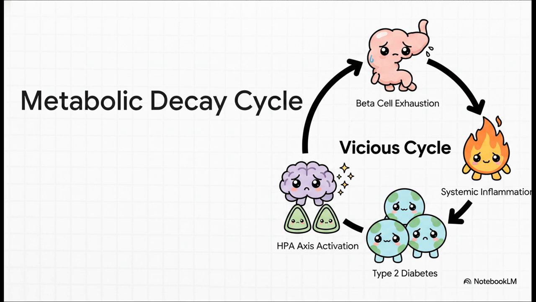And the pancreas just can't overproduce insulin forever. Eventually, progressive beta cell exhaustion sets in. When you couple that with the systemic inflammation coming from all that accumulating visceral fat, the patient transitions from merely being insulin resistant right into overt type 2 diabetes.